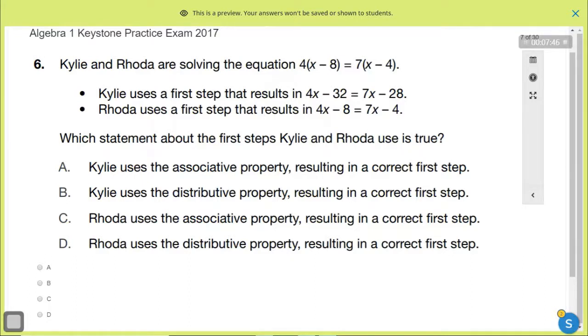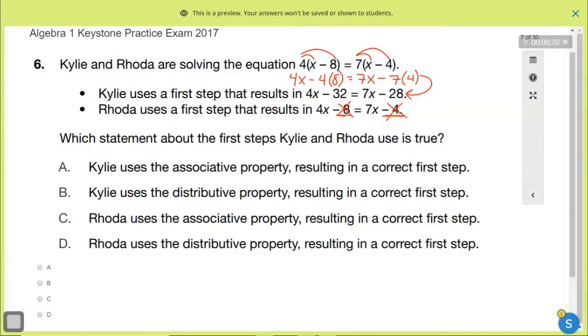All right, well, first off, you answer it yourself. Just look at what you should do and look at what they did. If I gave you this equation, the very first thing you would do is distribute. Using the distributive property, we would see that we should get 4 times x minus 4 times 8, equals 7 times x minus 7 times 4, which would result in what Kylie did right there. That is correct. What did Rhoda do? Well, Rhoda forgot to multiply the 7 times the 8 and 4, making those wrong, which is a common mistake that students often make.